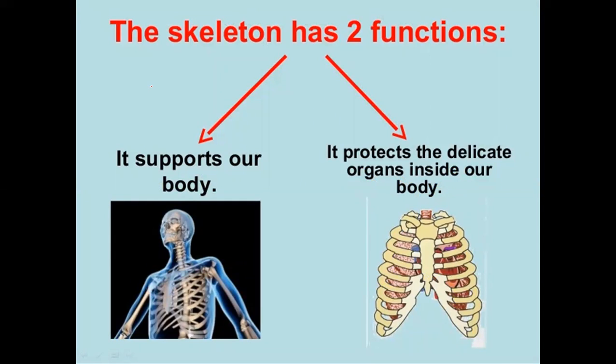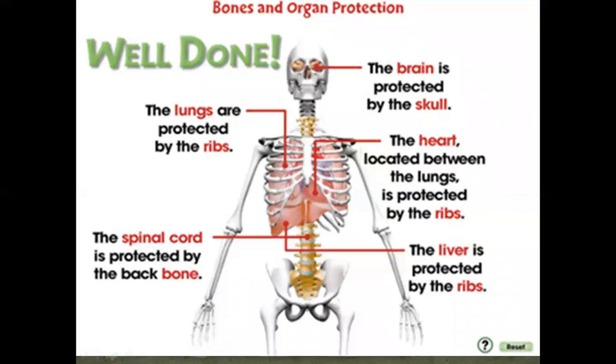One is it gives shape and support to our body, and second one is it protects the inner parts from getting injured. So how is it protecting the inner parts? The brain which is present in the head region is protected by the skull, and the lungs, heart, and the liver are protected by the ribs. And the spinal cord is protected by the backbone. In this way, the skeletal system is protecting the inner parts of the body.